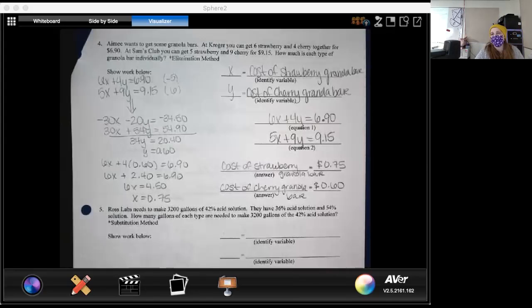Yep. Oh, can you fill up the pass? Oh, I just saw it. There you go.